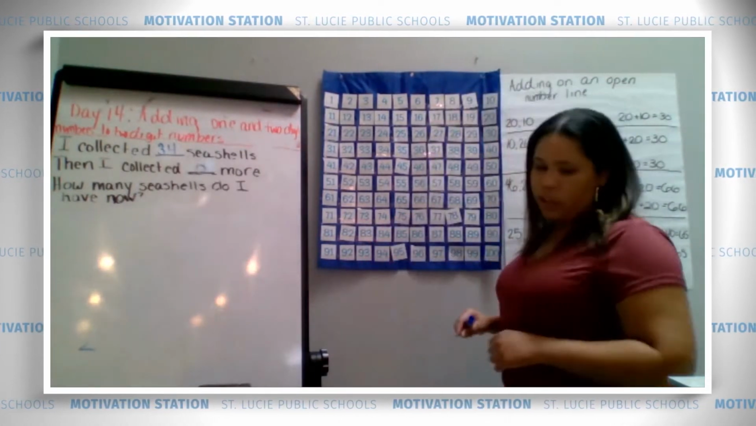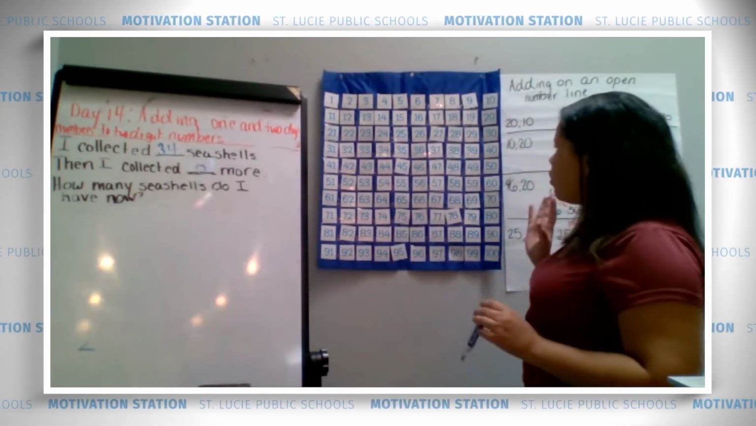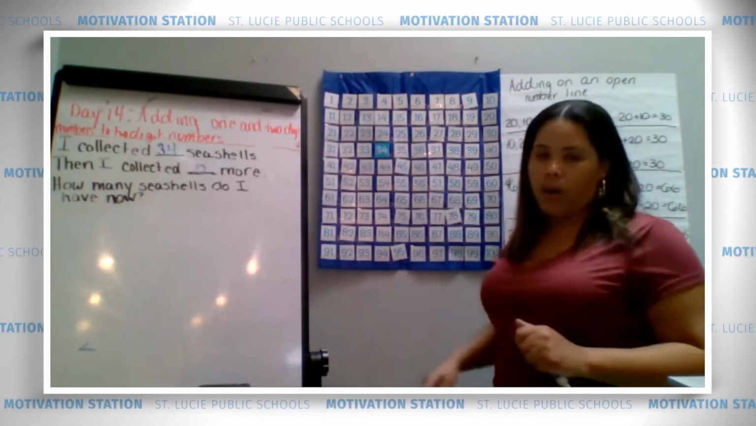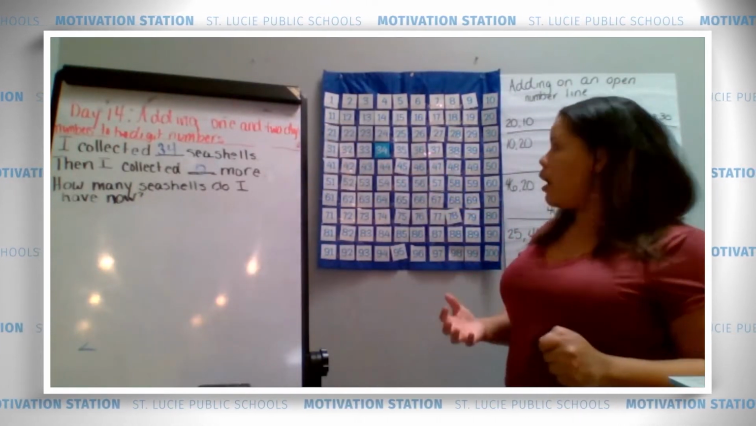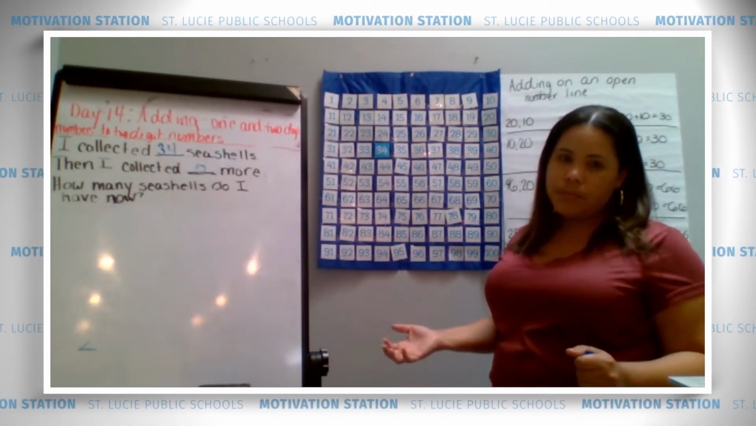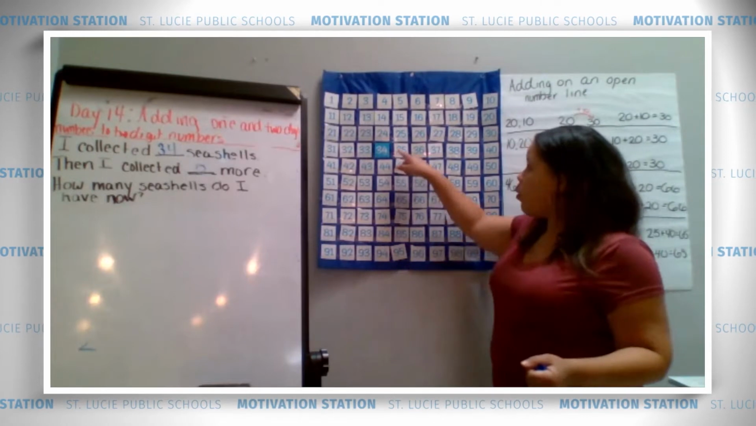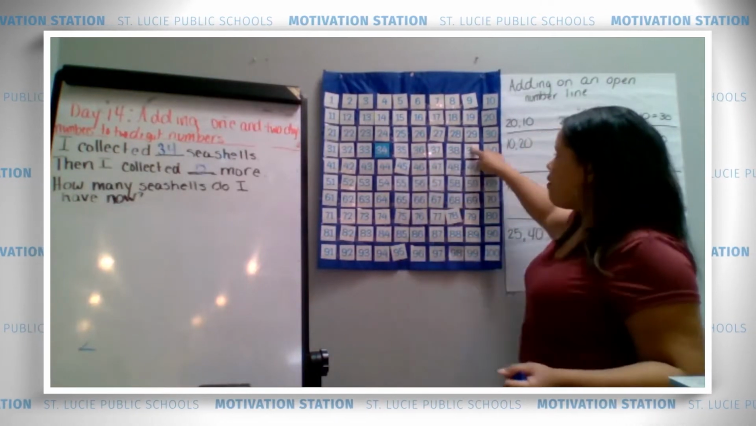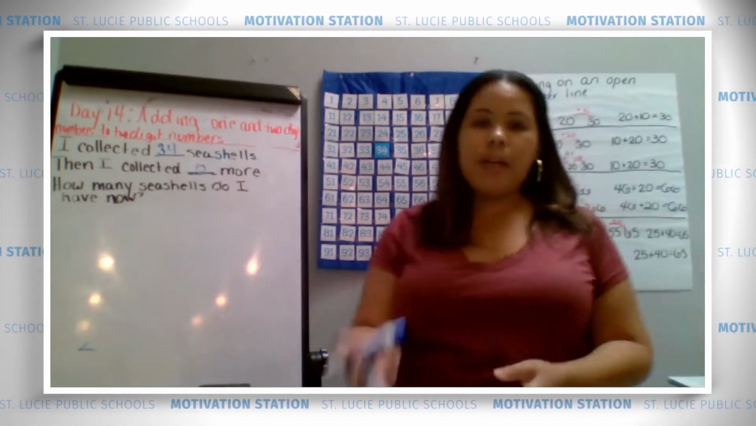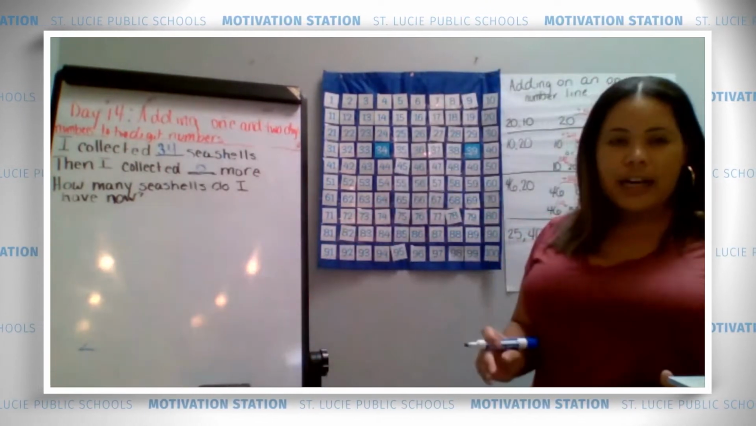Let's start on our pocket chart. Turn over 34 first because we're starting at 34. Now, I want to add 5. So what am I going to do? Yes, we're just going to add 5. 1, 2, 3, 4, 5. And I end at 39. So 34 plus 5 is 39.